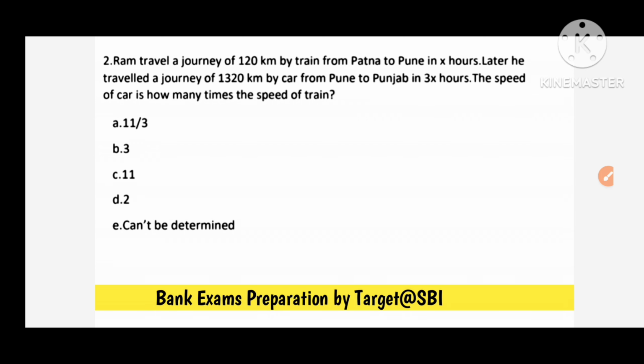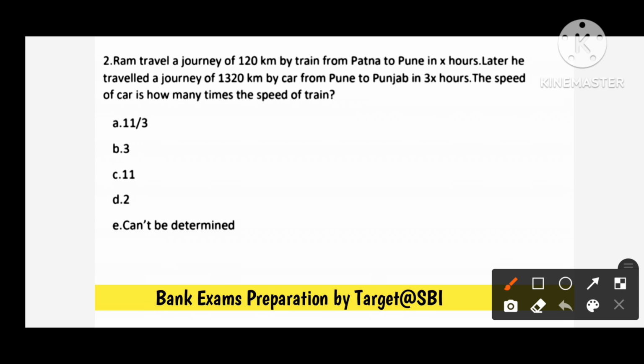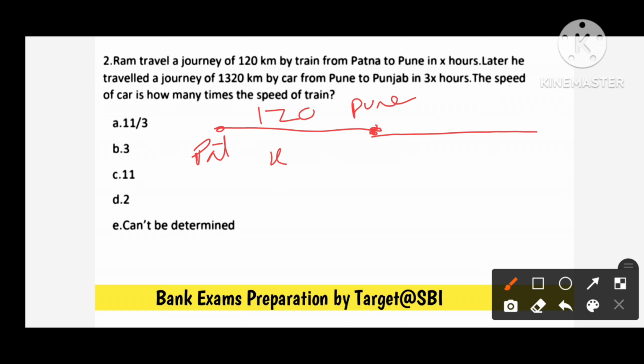Ram traveled a journey of 120 kilometers by train from Patna to Pune, 120 kilometers in x hours. Later he traveled a journey of 1320 kilometers by car, Pune to Punjab, in 3x hours.